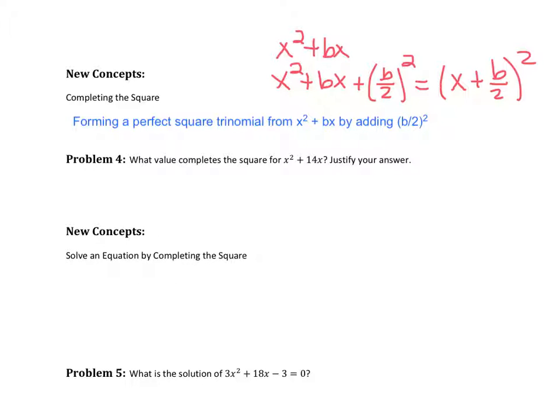Let's look at problem 4. What value completes the square for x squared plus 14x? And it says justify your answer. Well, my b in this case is again the coefficient of my x, so b is 14.